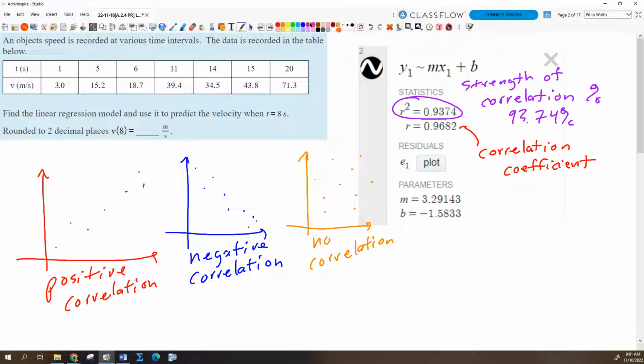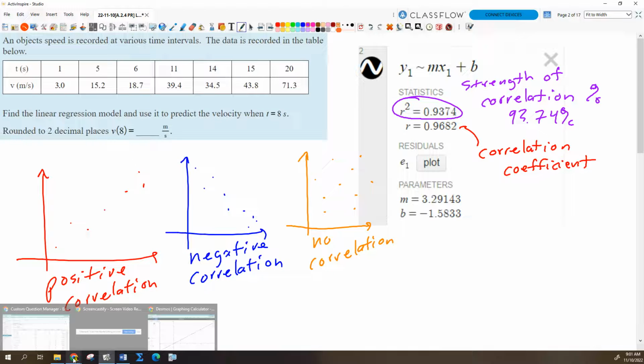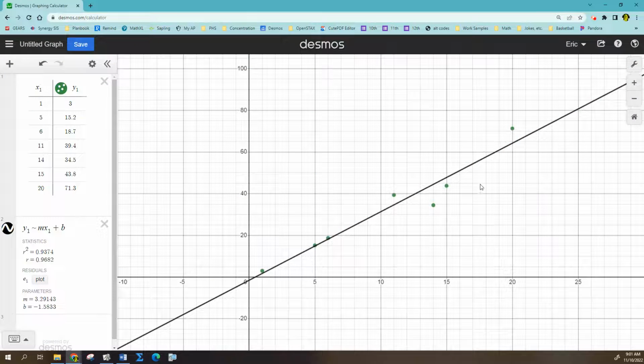100% fit would mean every data point fell exactly on the best fit line. 0% would mean it's just totally random. It has no predictive ability at all. This is pretty good. 93%. I mean, that's an A, right? So when we look back at this data, it makes sense that this is an A, if you want to talk about it that way, because you can see that's pretty linear, right? That fits a line pretty well.